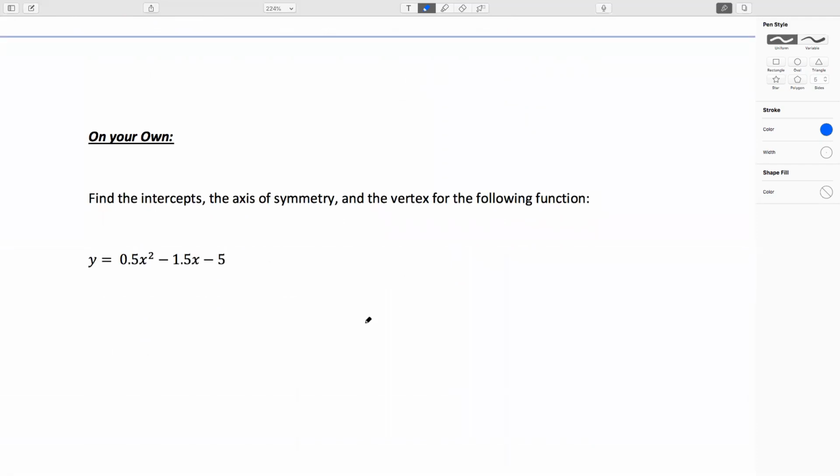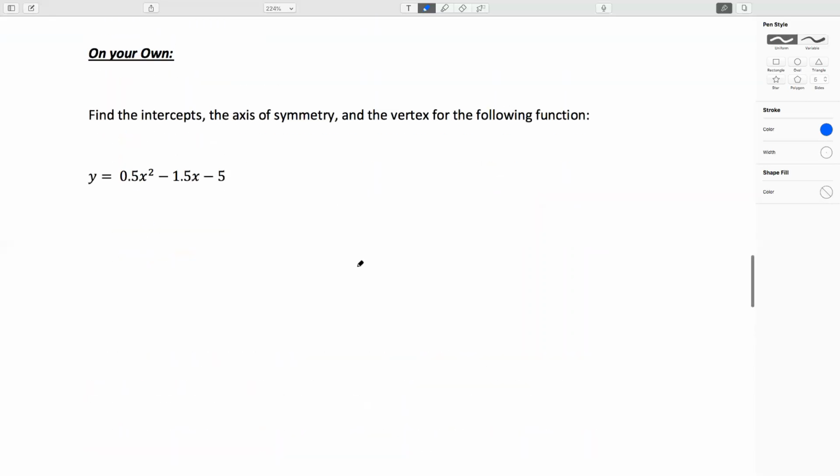All right, let's do another one. Find the x-intercepts, the axis of symmetry, and the vertex for the following function. 0.5x squared minus 1.5x minus 5. So we've got a couple of different things we could do. We could just go straight into the quadratic formula, use the quadratic formula to find our zeros. That's completely fine. However, we can also try to factor out a common factor, and we might be able to do it by hand. So I'm going to just remove this 0.5.